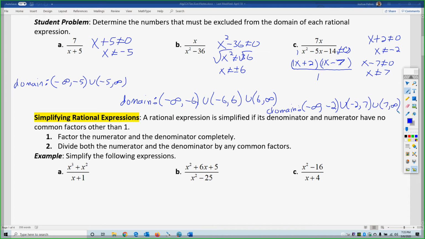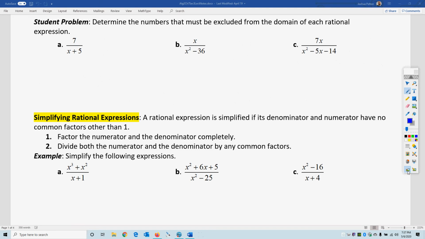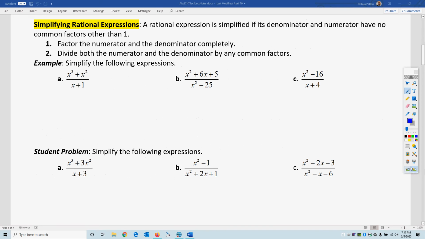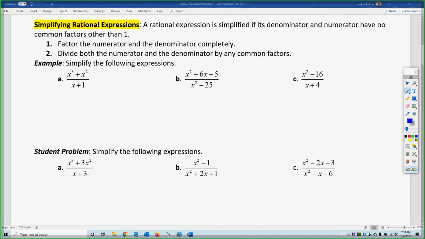Okay, so simplifying. Now let me note there are restrictions on the domains. That applies to all problems with rational expressions. You cannot have a common factor other than 1 in the numerator and denominator. Basically, the process is to factor the numerator and the denominator completely and divide by the common factors, other than 1, of course. The top one has a common factor of x squared, which we can factor out. That leaves me with x plus 1. I also have an x plus 1 on the bottom, which cancels out and leaves me with a simplified x squared.